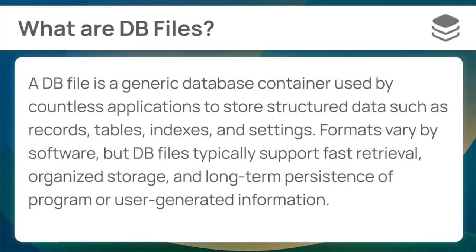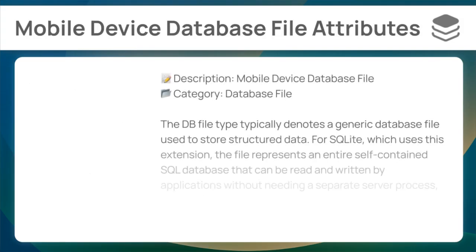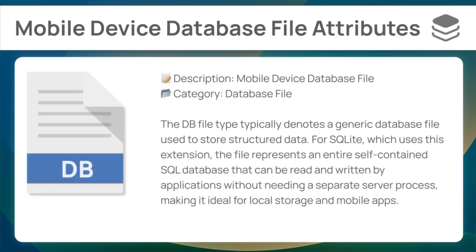The DB file type typically denotes a generic database file used to store structured data. For SQLite, which uses this extension, the file represents an entire self-contained SQL database that can be read and written by applications without needing a separate server process, making it ideal for local storage and mobile apps.